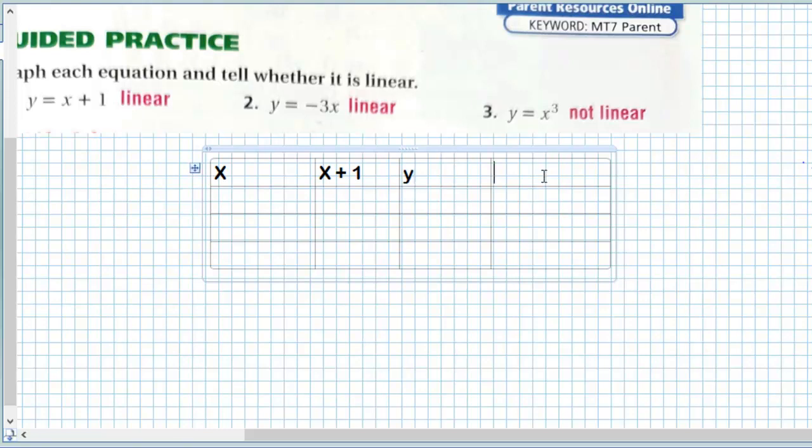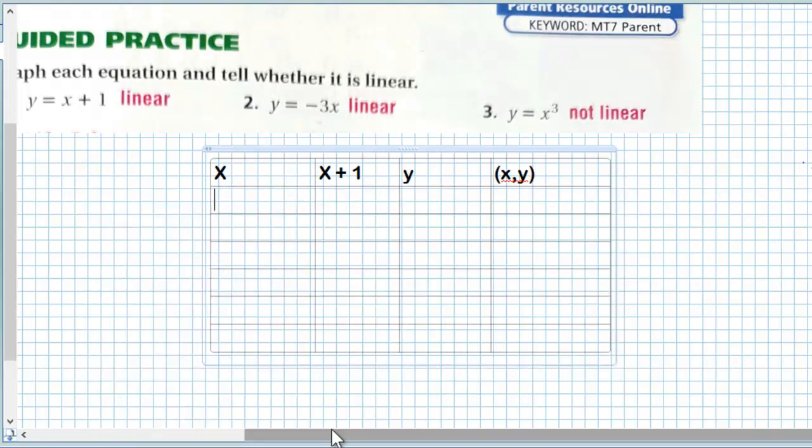we will have the point x and y. I will choose any numbers I want. For example, I will choose 2, 1, 0, -1, -2.